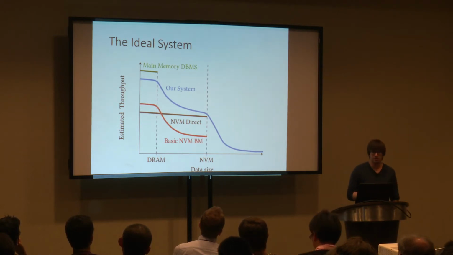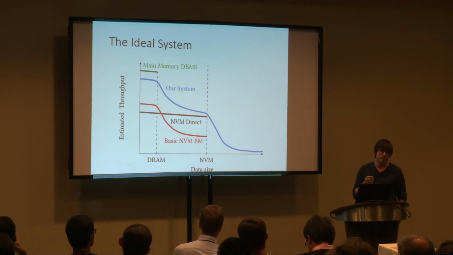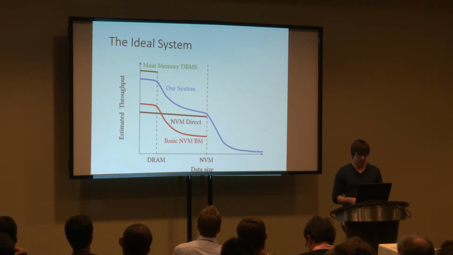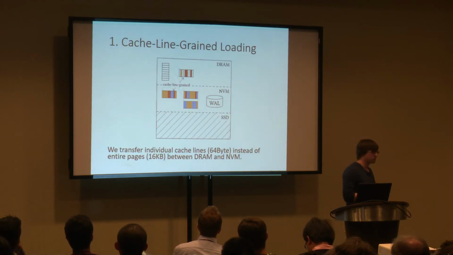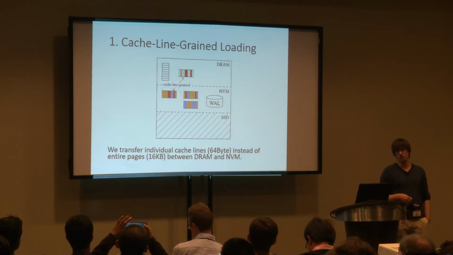And in the second part of this presentation, I will try to show how we can not really reach it exactly, but how we can get close to it. And for that, we need a few techniques we've come up with. So the first one we call cache line grained loading.